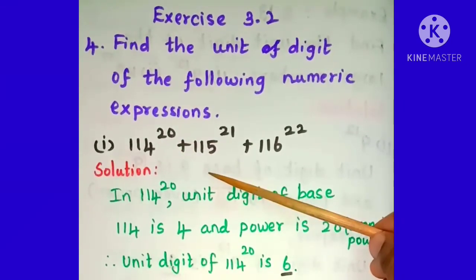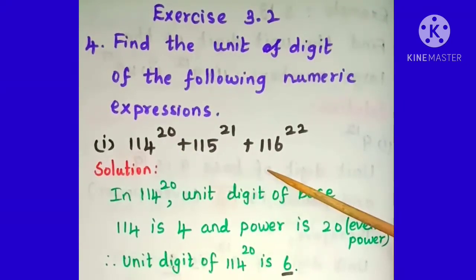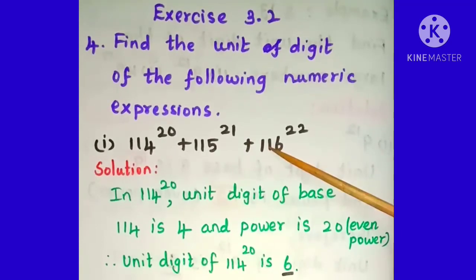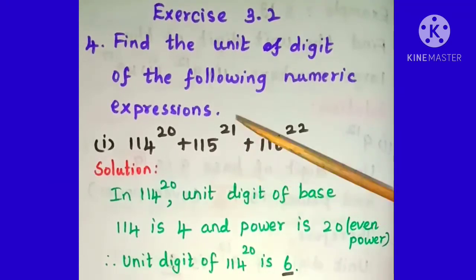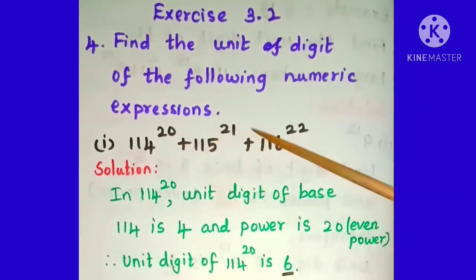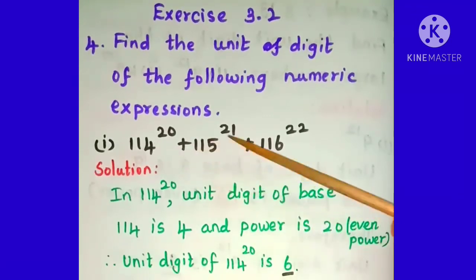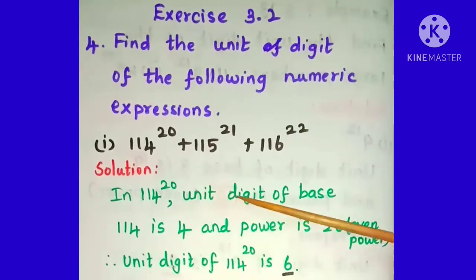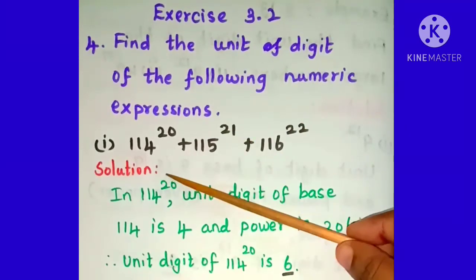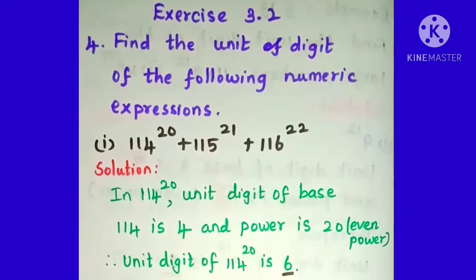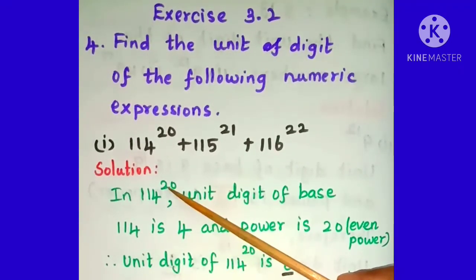And here for the 5 and 6, we know that for the base numbers whose unit digits are 0, 1, 5 and 6, the unit digit of the number corresponding to any positive exponent remains unchanged. So here the unit digit is 6, here 5 and here 6. And finally we have to add all these unit digits to get the unit digit of the sum of the numeric expressions. So first write down 114 to the power of 20.